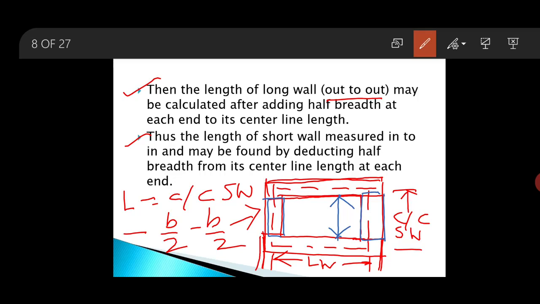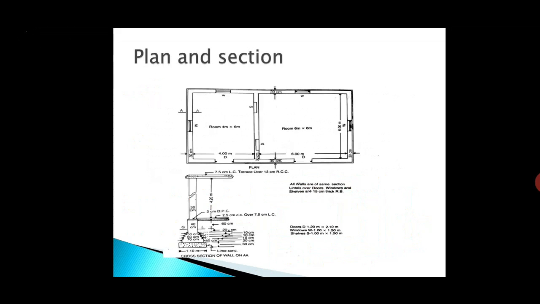See, the length of the short wall measured in to in may be found out by deducting half breadth from its center line length at each end. Okay, in this manner we will get the length of long wall and short wall. So after getting the length, we will multiply the corresponding breadth and depth in order to get the total quantity. Clear?